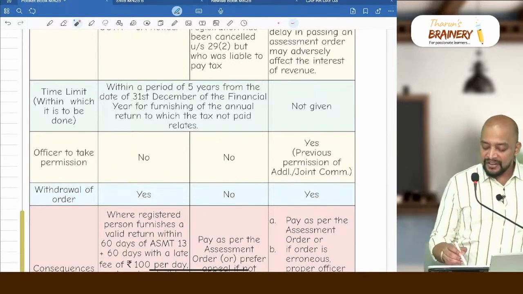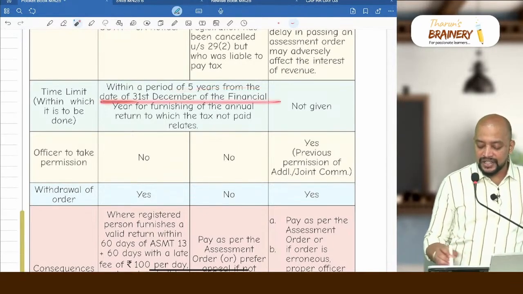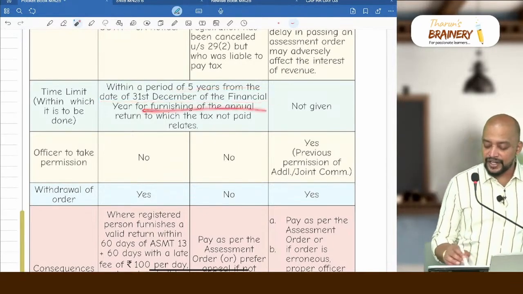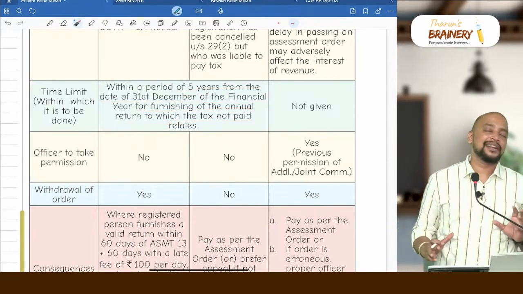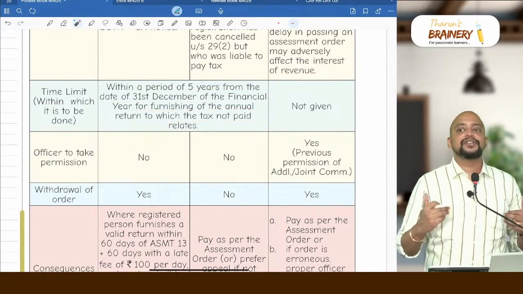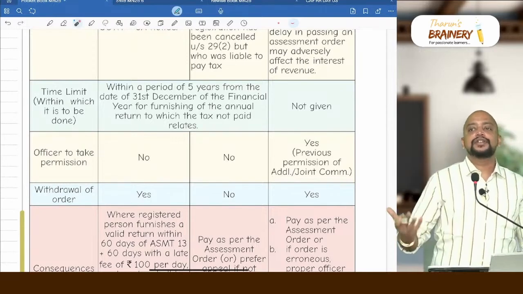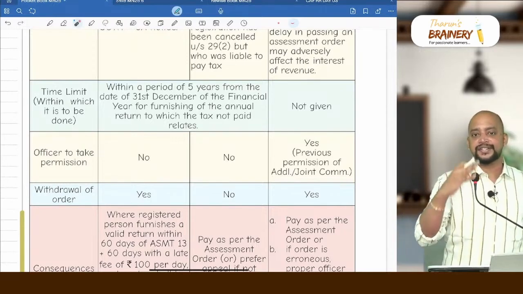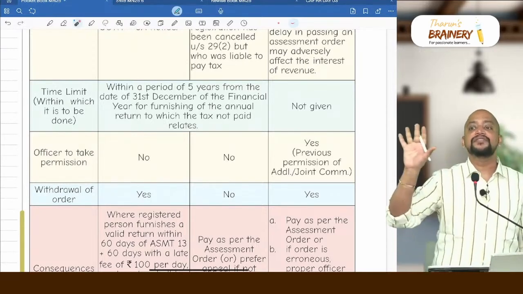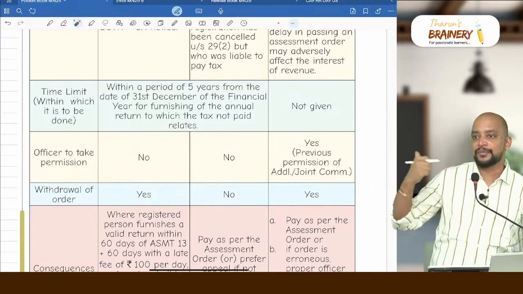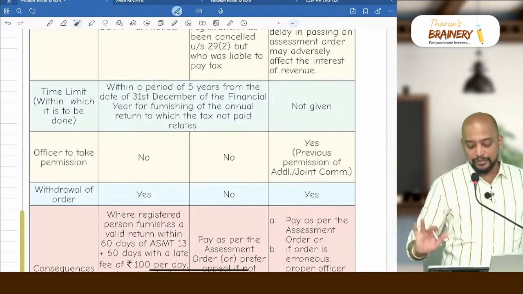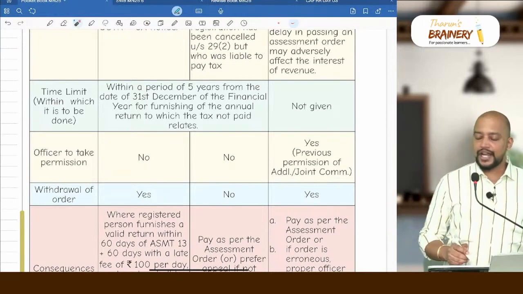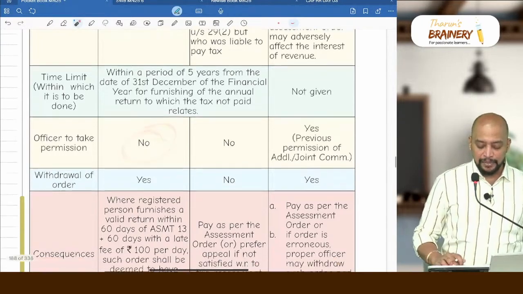And then what is the time limit within which this best judgment assessment order should be completed? Within 5 years from the 31st December of the financial year for furnishing of the annual return to which the tax not paid relates to, which means that we need to see the financial year, say financial year 25-26. For financial year 25-26, due date of annual return is 31st December 2026. From there within 5 years, just like section 74 time limit. 74 also 5 years, from the due date of annual return. Same logic here also. Officer to take permission? No need to take any prior permission.